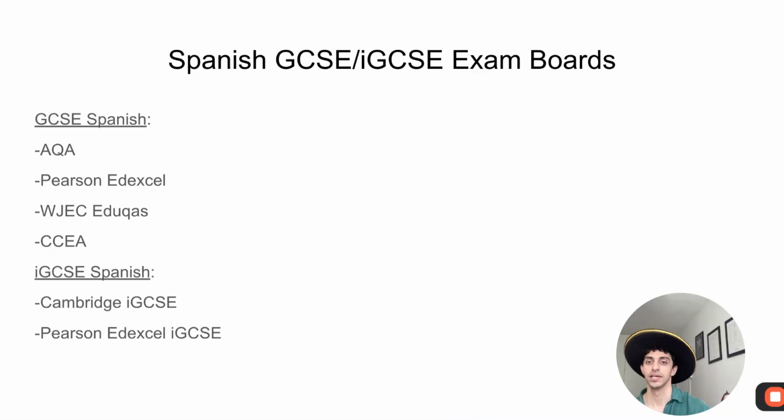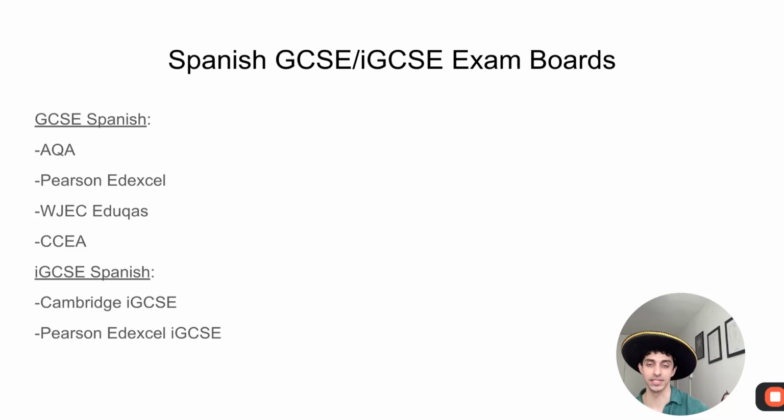Okay, so just before we go into the crux of the matter, this is a look at the Spanish GCSE and iGCSE exam boards. So as of August 2025, there are 4 exam boards for GCSE Spanish and 2 for iGCSE Spanish. So if you're a student, then you should, of course, recognize your exam board here.